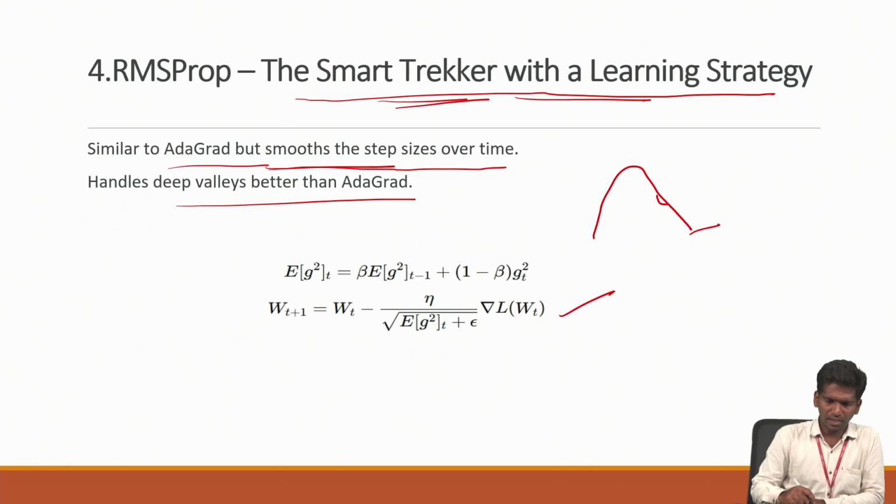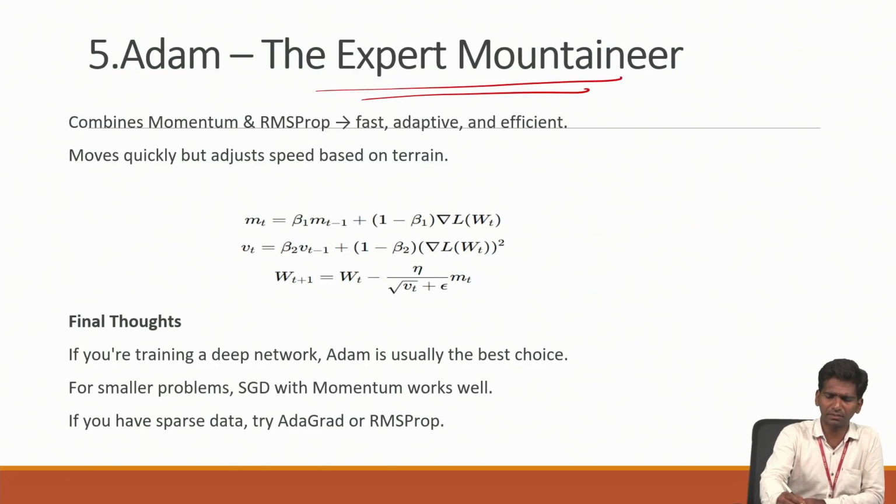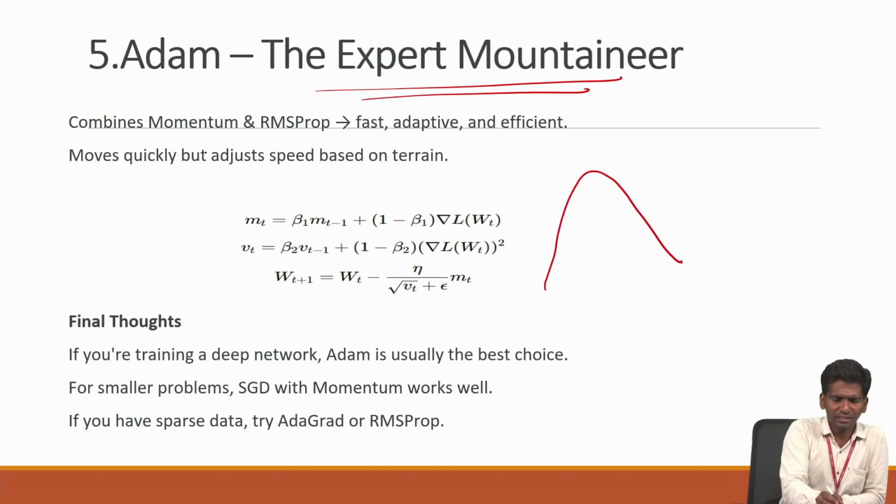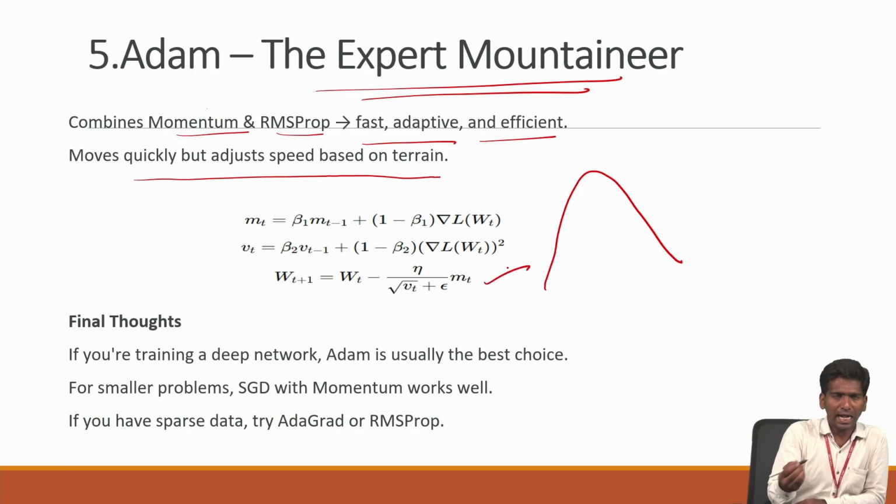RMS prop is the smart trekker. He accelerates whenever it needs to be accelerated, but he is an expert, he has everything planned, since he has experienced it many times. So it combines momentum and RMS prop. RMS prop is the third technique, and momentum-based is the second technique. It combines both, so that it will be fast, adaptive and efficient. This way we can move quickly and adjust speed based on the terrain. This is the formula for the Adam optimizer.